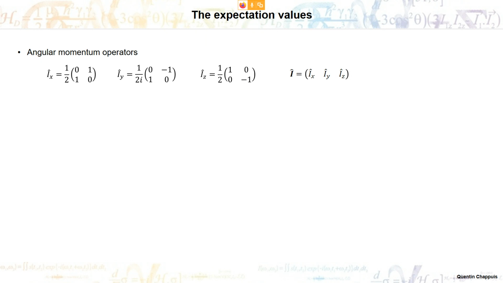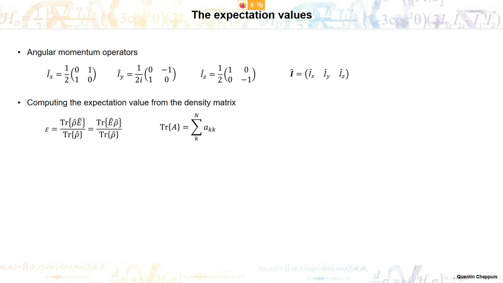Now, let's see how we compute expectation values. Here I've written the three angular momentum operators, Ix, Iy, and Iz. On the right, the angular momentum operator vector, where the three operators are together forming a vector. These operators will allow us to compute the expectation values out of the density matrix. For this, we use this formula, where we take the trace of the product of the density matrix with the operator.